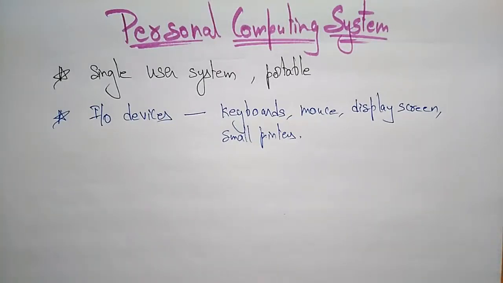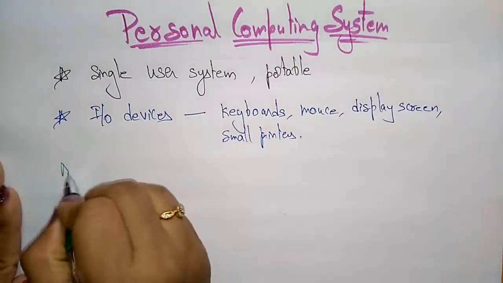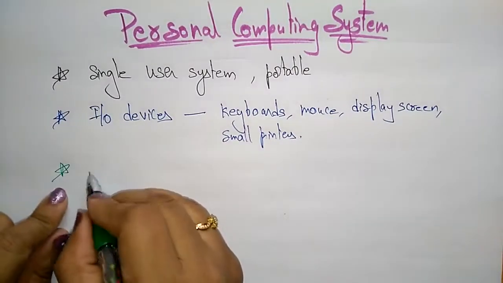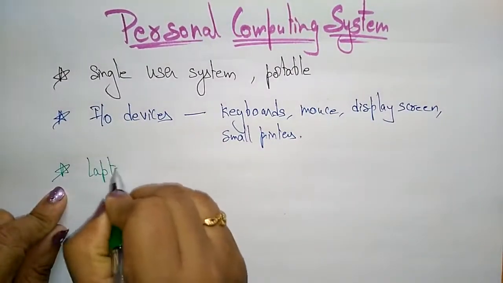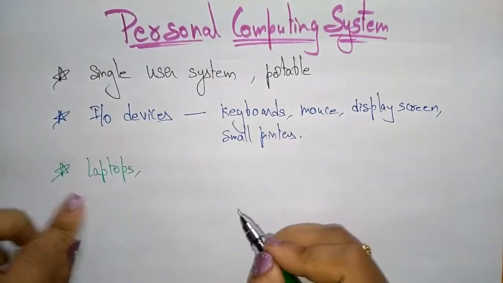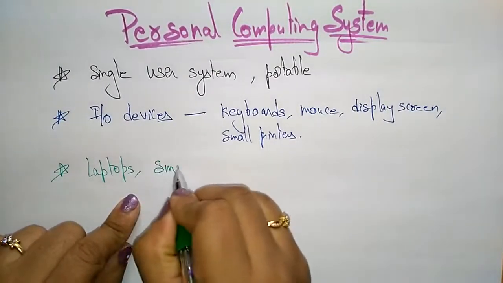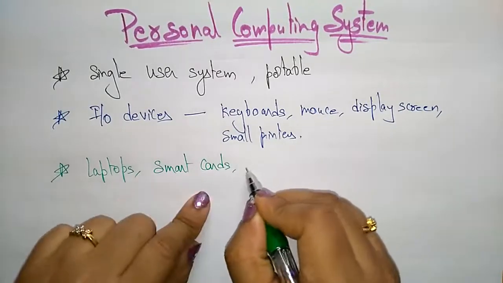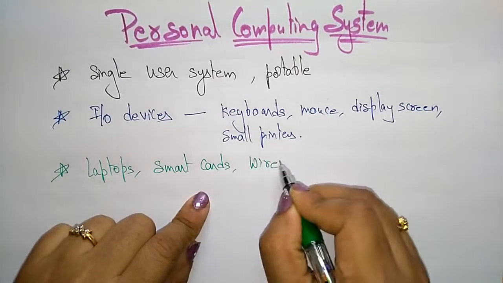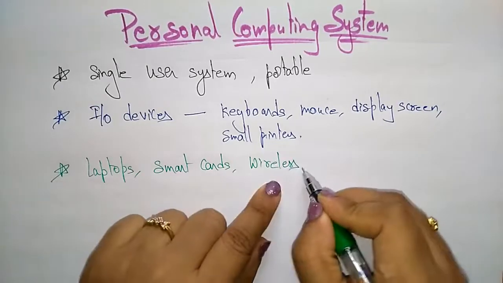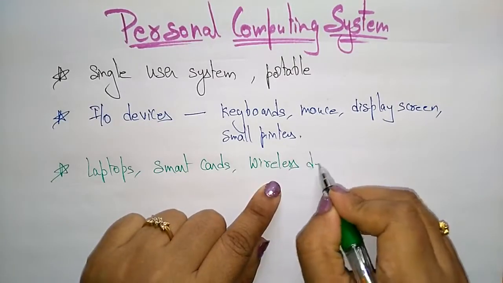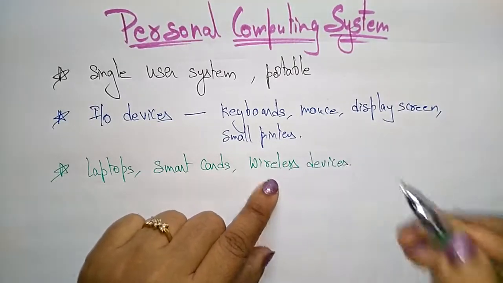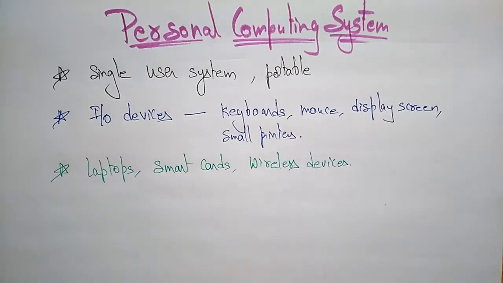So what are the personal computing systems? Different types of personal computing systems. Those are the laptops, smart cards, or you can take some wireless devices. All these that are used in your home, those are personal computing systems, wireless devices. So if a single person is using any of these gadgets, you call it a personal computing system.